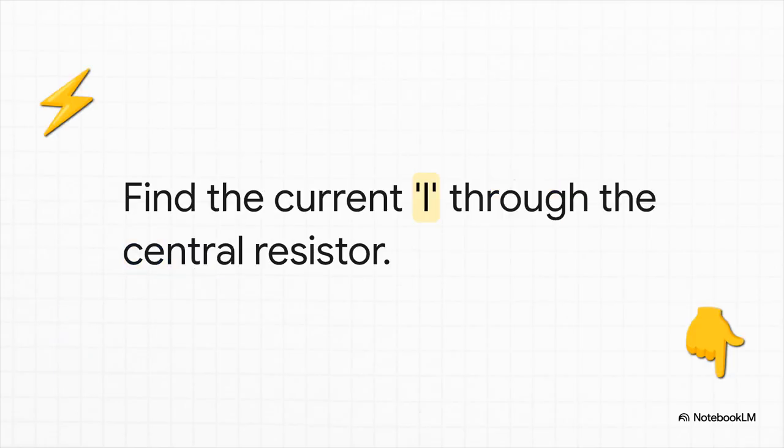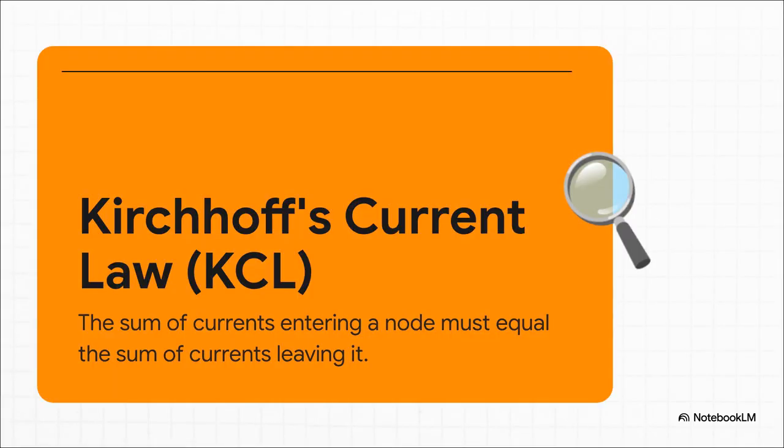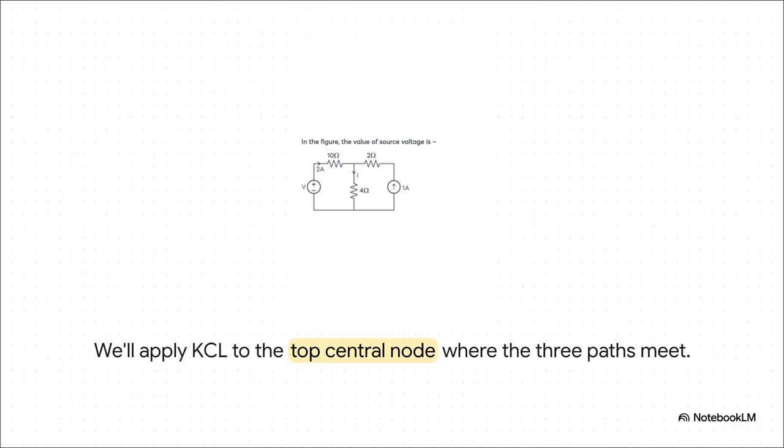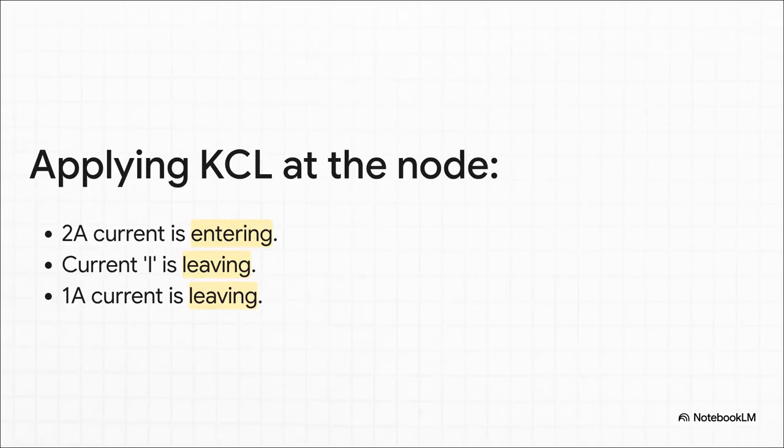First up, we've got to find the current I flowing right through that middle resistor. For that, we'll use a handy tool called Kirchhoff's current law, or KCL for short. Okay, let's zoom in on this central point, or node, where all the paths meet. The rule is easy: current in equals current out. Here, 2 amps flow in while 2 currents flow out.